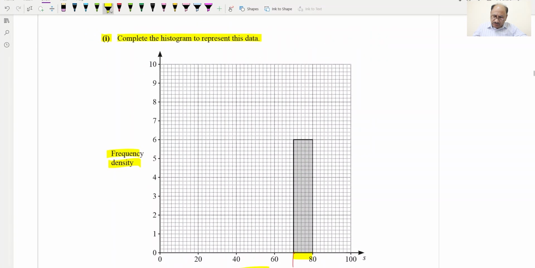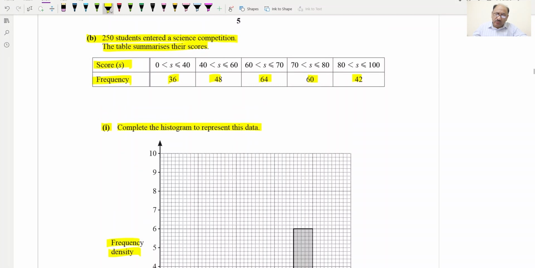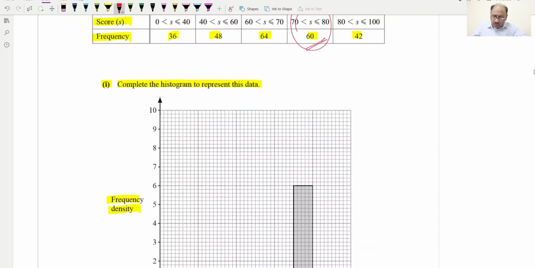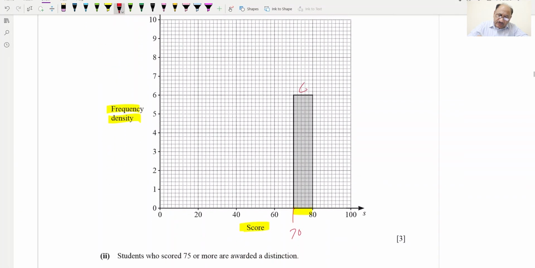and 60 to 70 are 64 people, no, 70 to 80 is required. So 70 to 80 has 60 people. This is the histogram which they have provided. So the height is 6, which means we are multiplying by the class width, this gap is 10, so 10 multiplied by 6, we get 60.